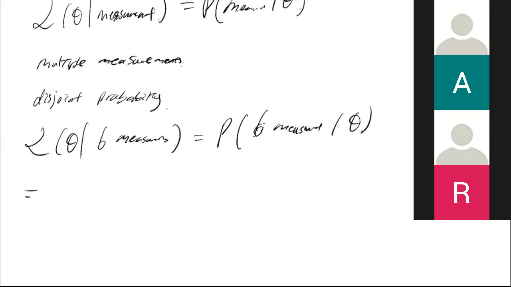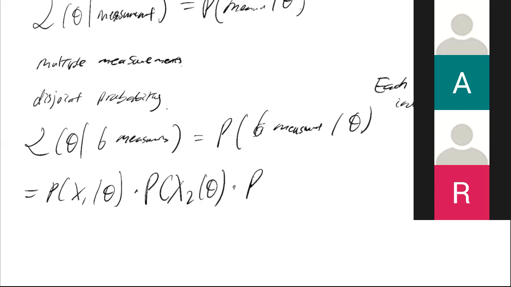Because each measurement is independent, and that's very important, each measurement is independent, we can separate the probability into the probability of measurement 1, I'm just writing x1 as measurement 1, times the probability of measurement 2, times x3, up to x6. So that's how we handle the measurements.